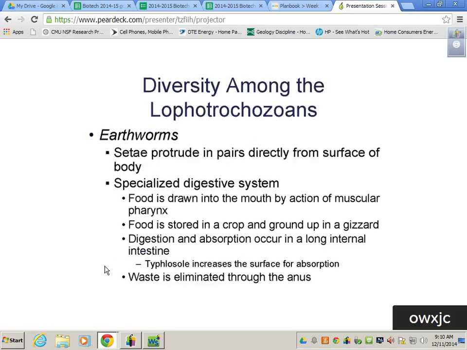Now we looked at some of these yesterday. Our earthworm friends. I don't know if we were friends to them yesterday, but they had the short end of that stick. The setae protrude in pairs directly from the surface of the body. They have specialized digestive systems. The food is drawn in the mouth by the action of a muscular pharynx, and you guys stabbed a pin through that and checked that out yesterday.